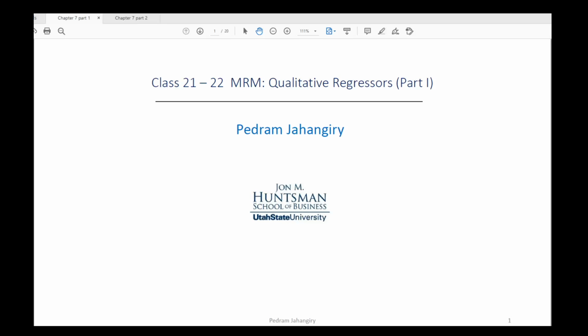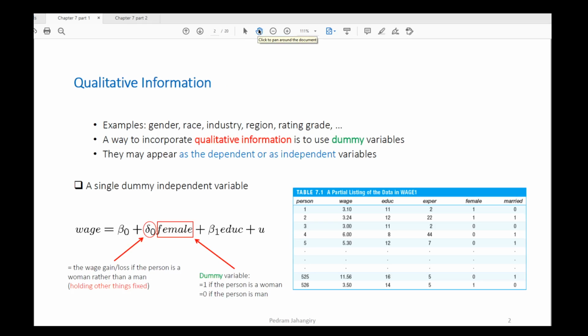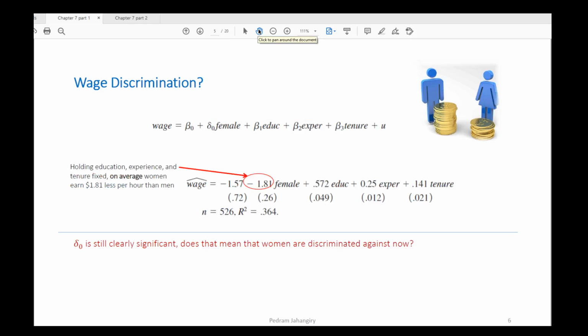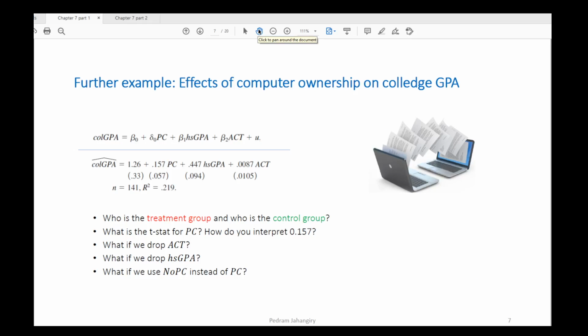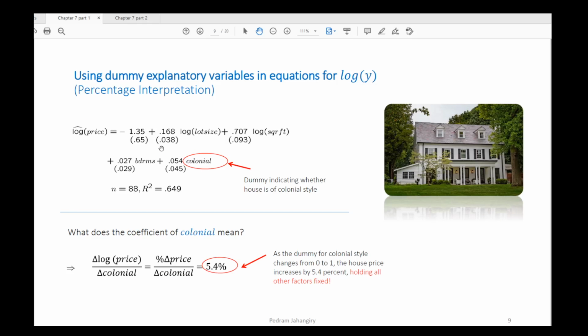All right, so let's begin our class number 22. We're continuing our discussion of the multiple regression model when we have qualitative regressors. On the right-hand side, we have dummy variables, or categorical variables. Last time we looked into a bunch of examples from the textbook, for example, the effect of owning a computer on college GPA score, and some other examples.